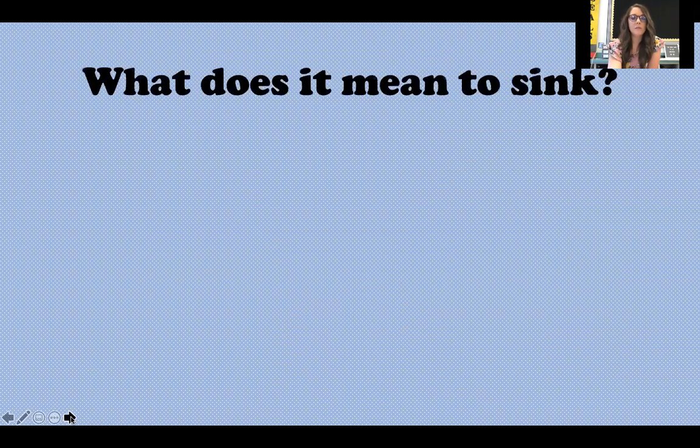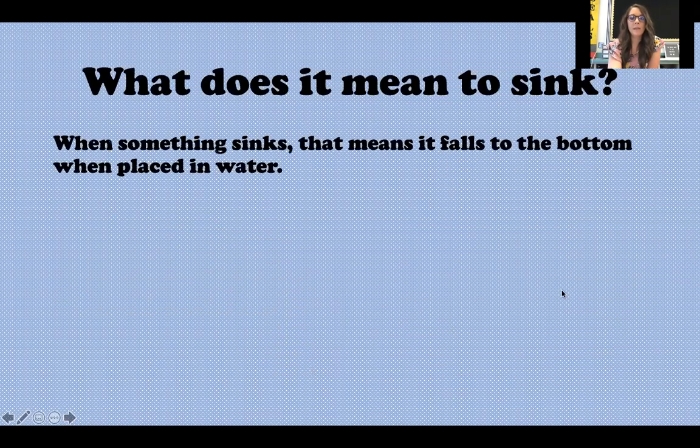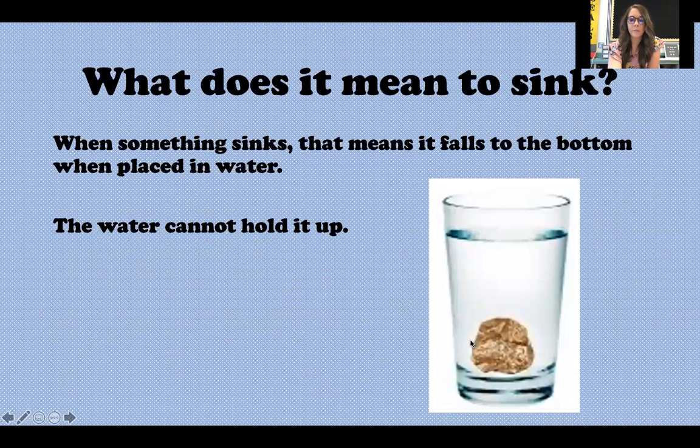What does it mean to sink? When something sinks, that means it falls to the bottom when placed in water. The water cannot hold it up. So here's a picture of a rock in a glass of water, and the rock sinks to the bottom. The water is not able to hold the rock up.